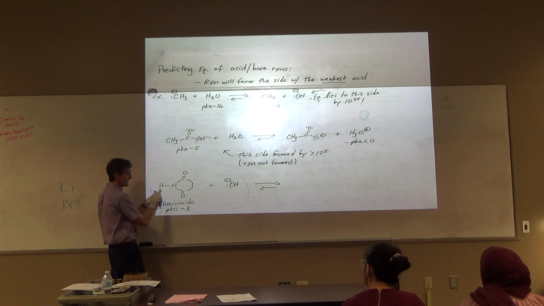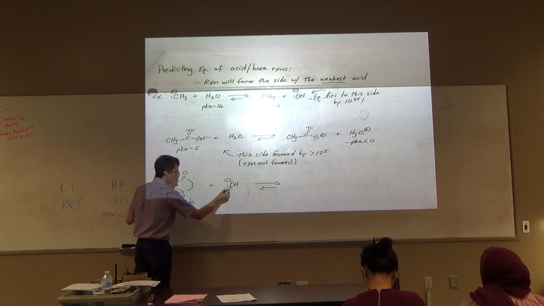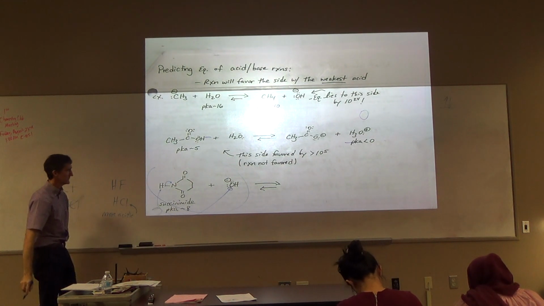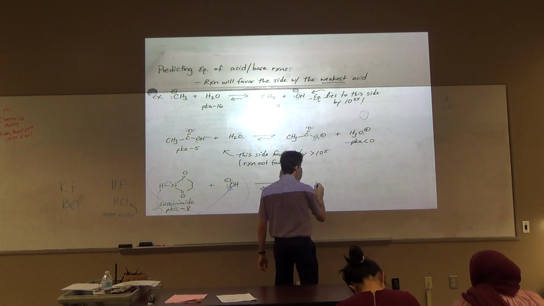If this is the most acidic H, that must be the base. That's reasonable. Then what? These electrons make a bond to H. These electrons move here. Show the product. What do we get? Water and minus.